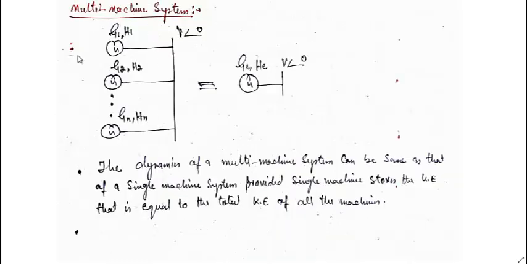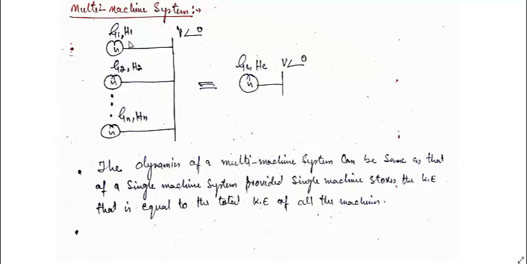Now, the multi-machine system, when we have more than one machine. Assume that this is the G1 and H1 of machine 1, this is the G2, H2 of machine 2, and this is the Gn and Hn of machine n, and we are replacing them by a single machine whose rating is Ge and whose inertia constant is He. The angle will be the same because we are replacing it by a single generator. The dynamics of a multi-machine system can be the same as that of a single machine system, provided the single machine stores kinetic energy equal to the total kinetic energy of the whole machines. So this has to be kept in mind.